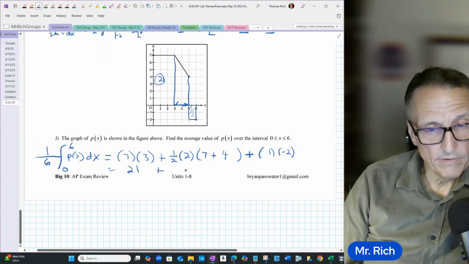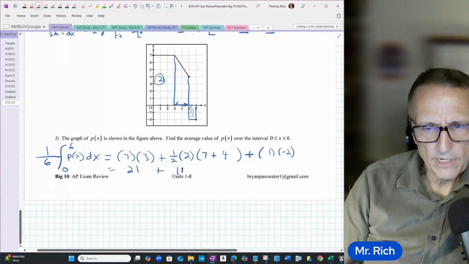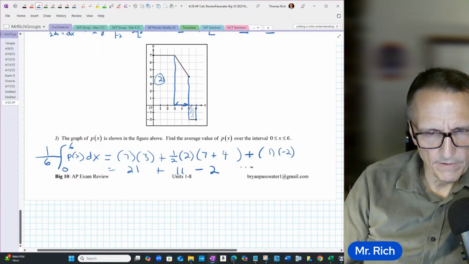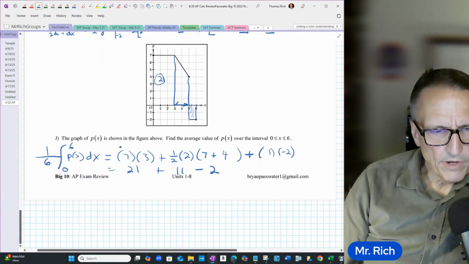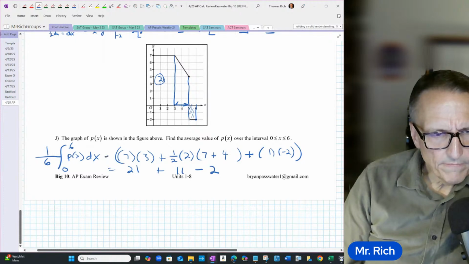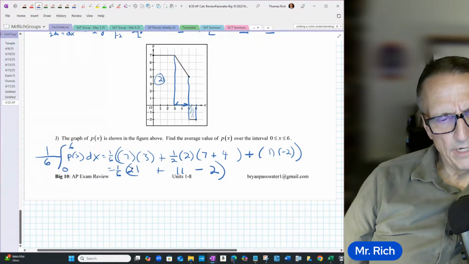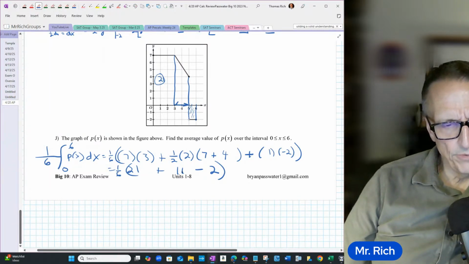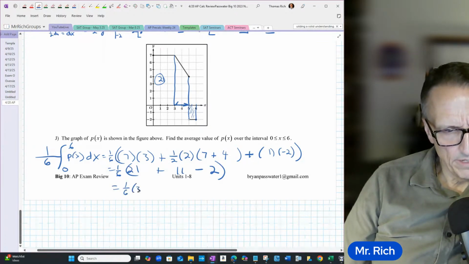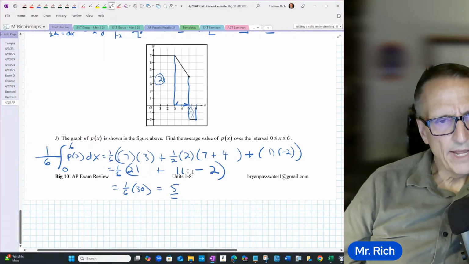All right, already I don't like what I see here. Plus 11 and then -2. No, I think I do like what I see here. And remember, what I left off of this is there's a 1/6 multiplier here. So this is going to be 32 minus 2 is 30. 1/6 times 30. That was our last number.